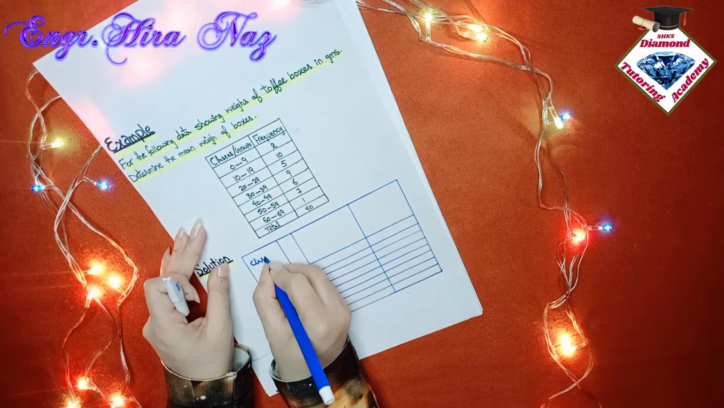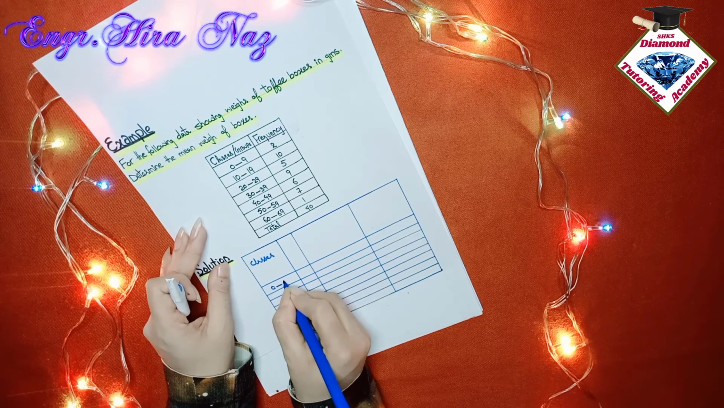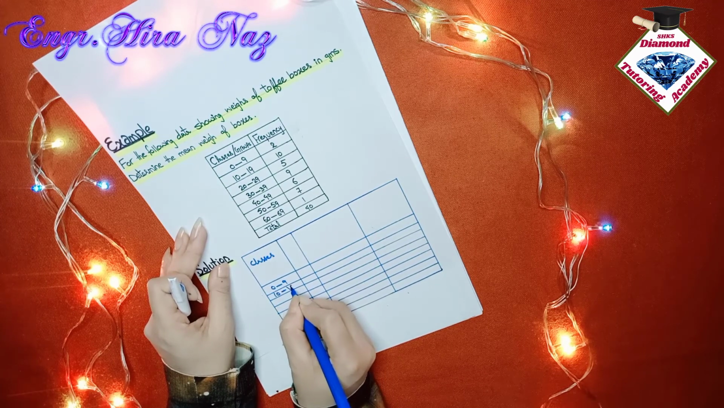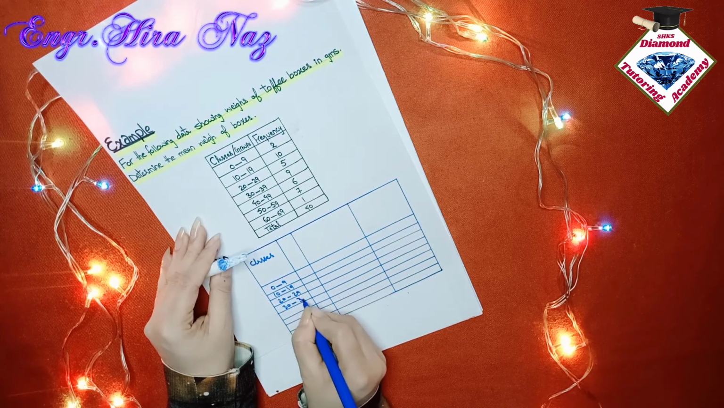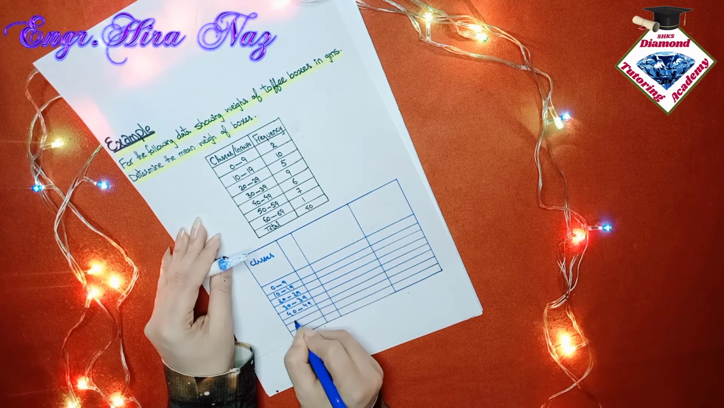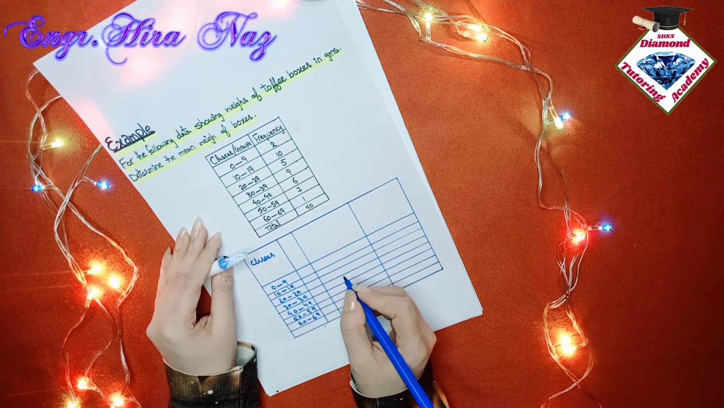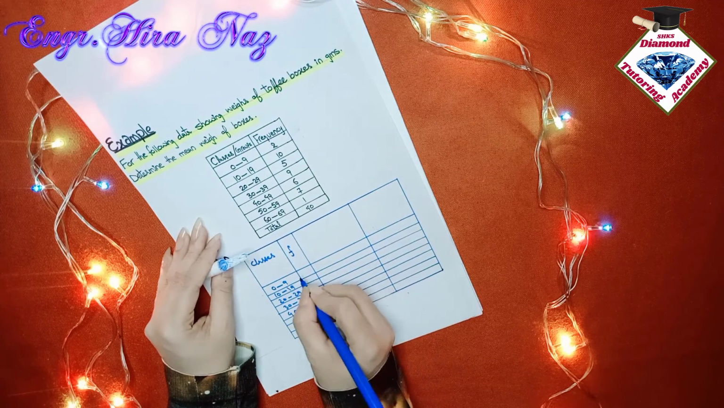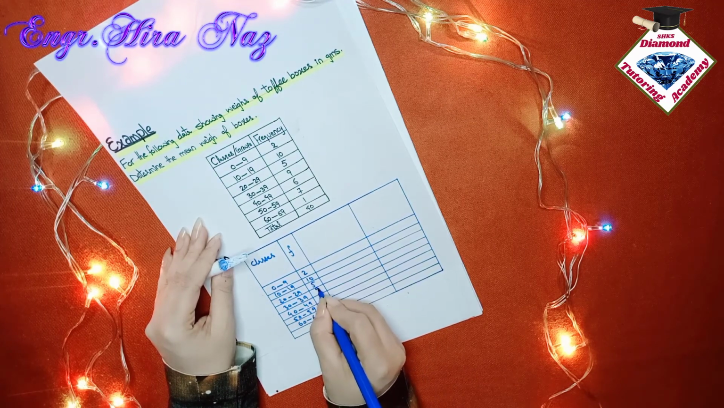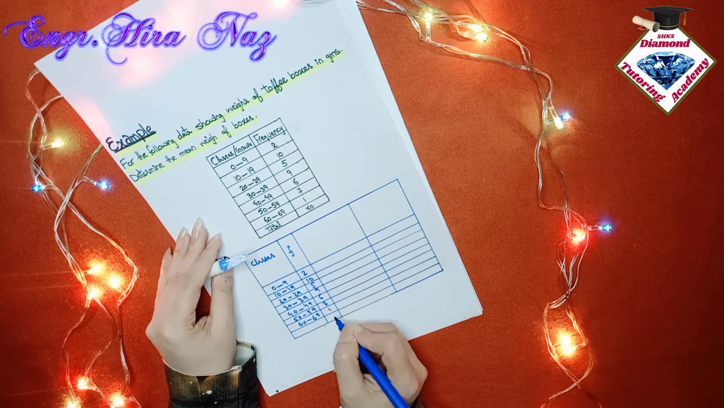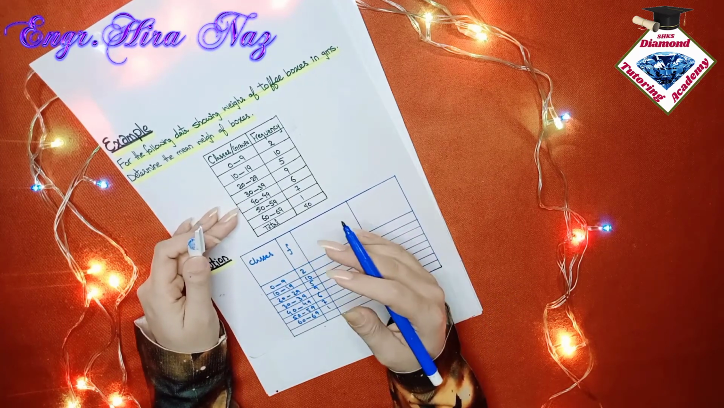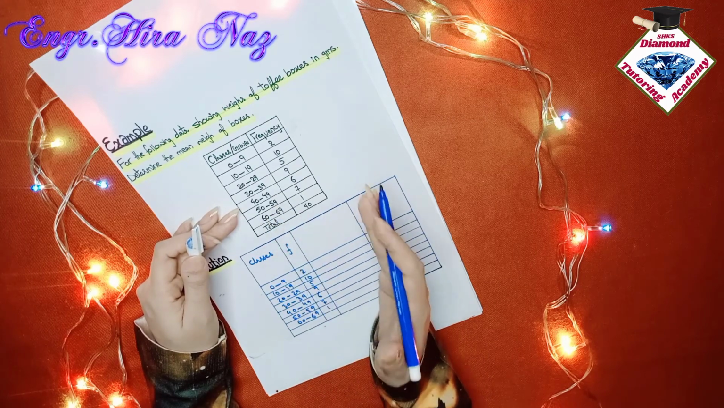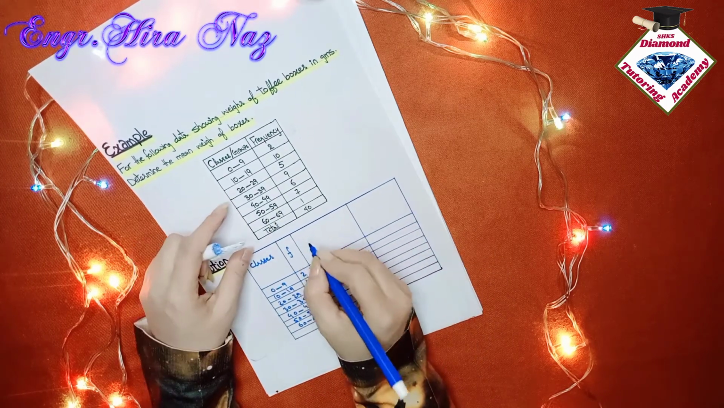First column is classes. Next, we have to create a column for midpoints, and midpoint is obtained by dividing the sum of upper and lower class limit by 2. So, this column is for midpoints.